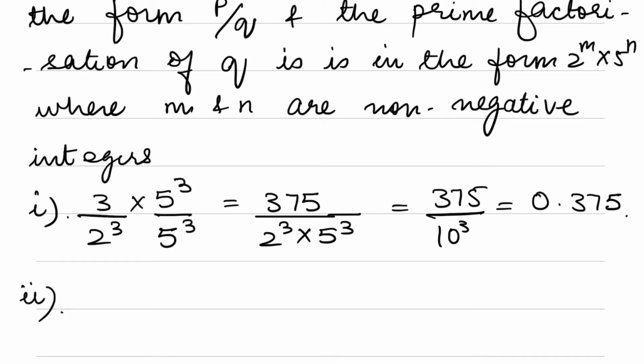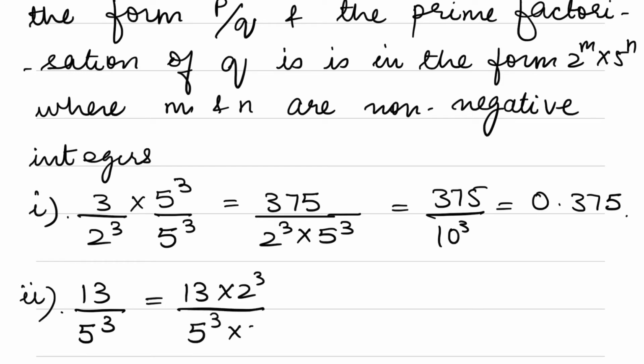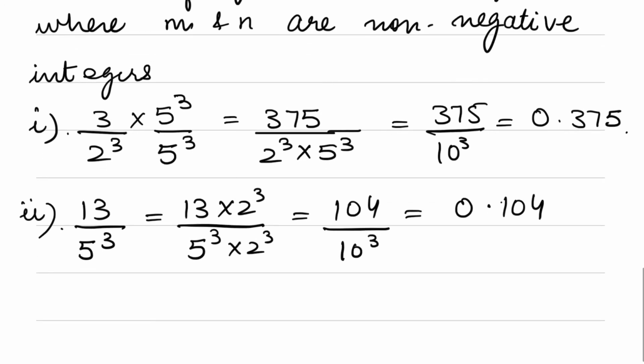Second example, so it is a terminating decimal here. Now the second one we got as 13 by 5 raised to the power 3. So this I can write down as 13 into 2 raised to the power 3 over 5 raised to the power 3 into 2 raised to the power 3. So both numerator and denominator are multiplied by 2 raised to the power 3. 2 cube is 8. So 8 into 13 is 104, and this is 10 raised to the power 3. So this can be written as 0.104. So again a terminating decimal.